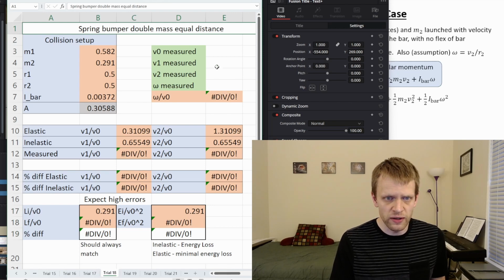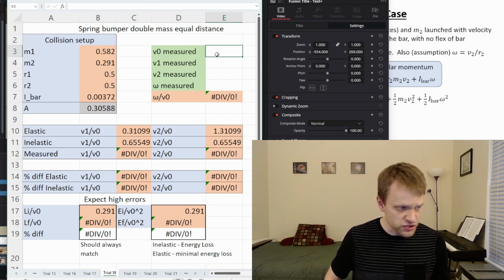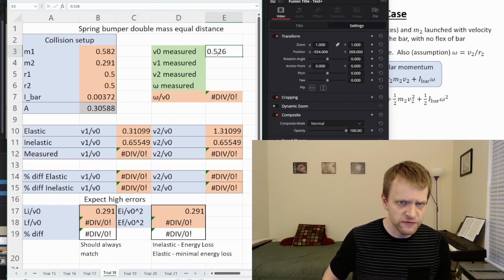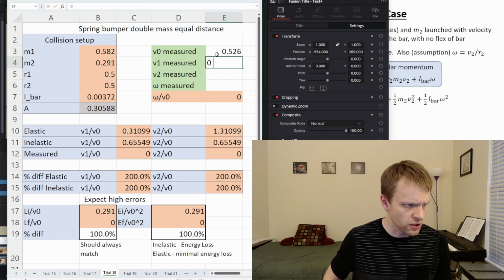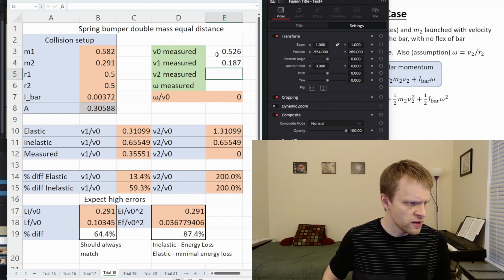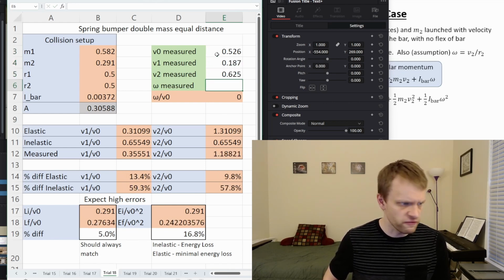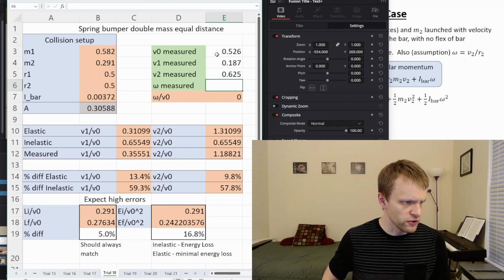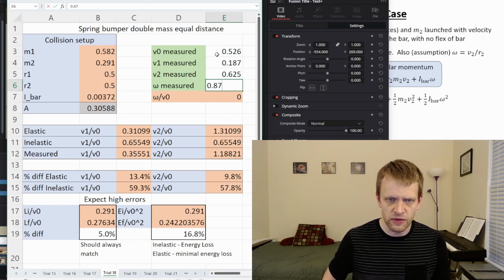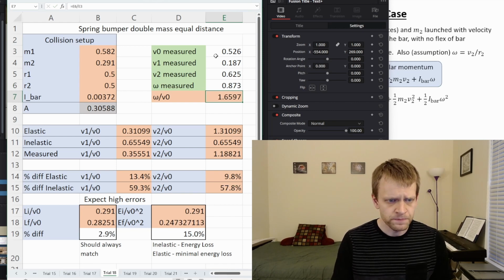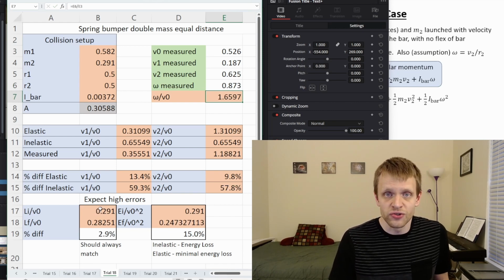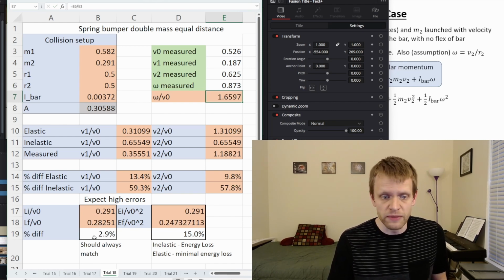Next trial, trial 18. Initial velocity before the collision was 0.526 meters per second. After, cart 1 is 0.187. Cart 2 is 0.625 meters per second. And the angular velocity is 0.873 radians per second. Once again, total angular momentum pretty much conserved, and minimal energy loss since it's an elastic case.